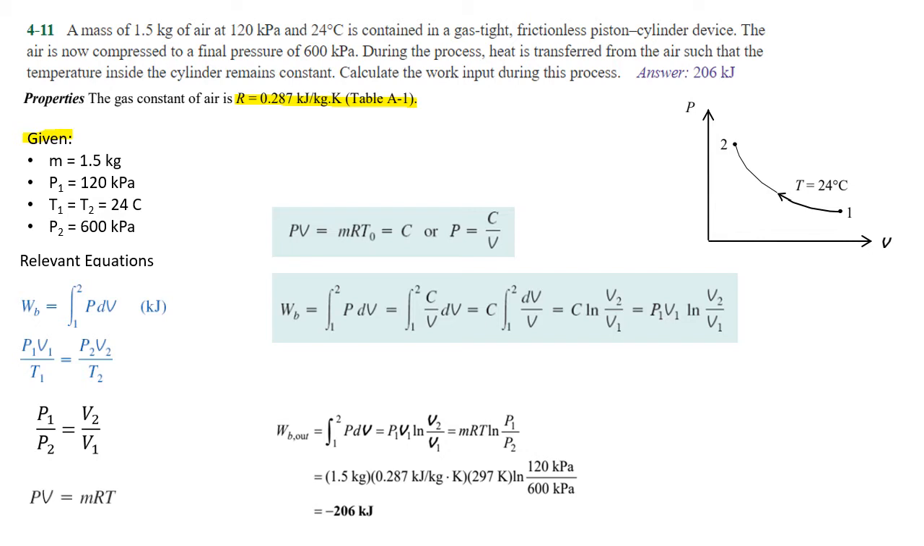Over here on the PV diagram, we can look at what this looks like. We start at state 1, and then we compress down to a smaller volume, and the pressure goes up.